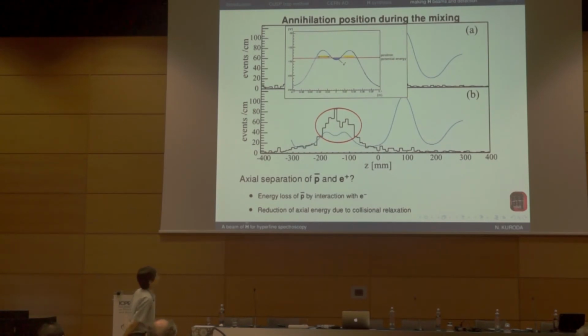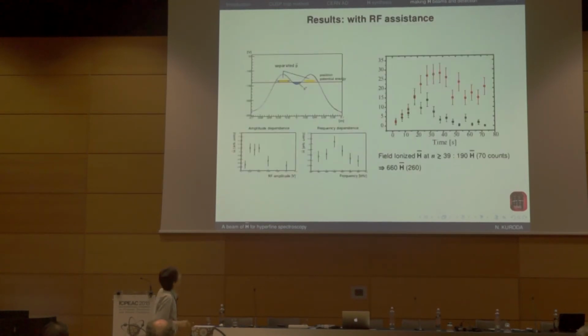One possible process is energy loss of antiproton by interaction with electrons. Although we did not explicitly drop any electrons, electrons can be generated via a process of annihilation of antiproton. Another possible reason is energy reduction of antiproton due to collisional relaxation while moving in this potential well. So once they are separated, antiprotons are trapped in this well, and they are moving along this curvature. Depending on the amplitude of their motion, they have a specific frequency.